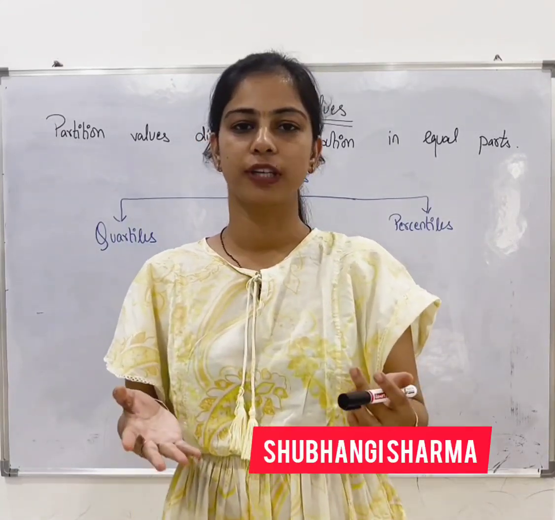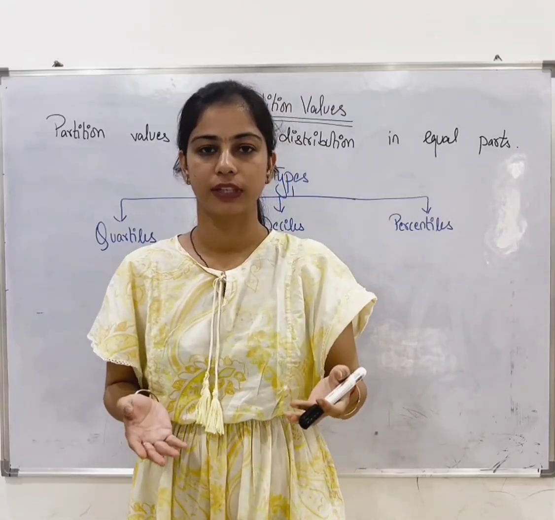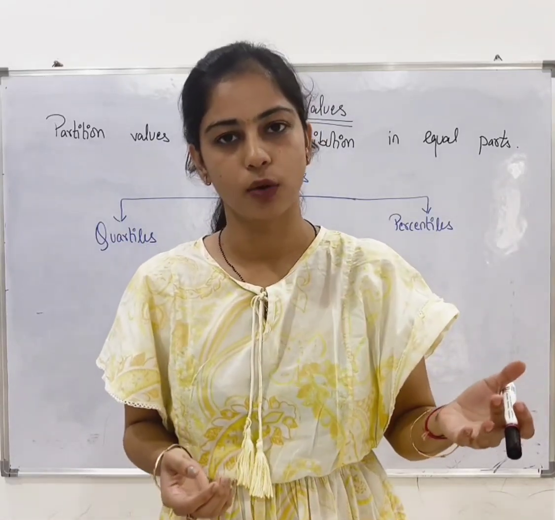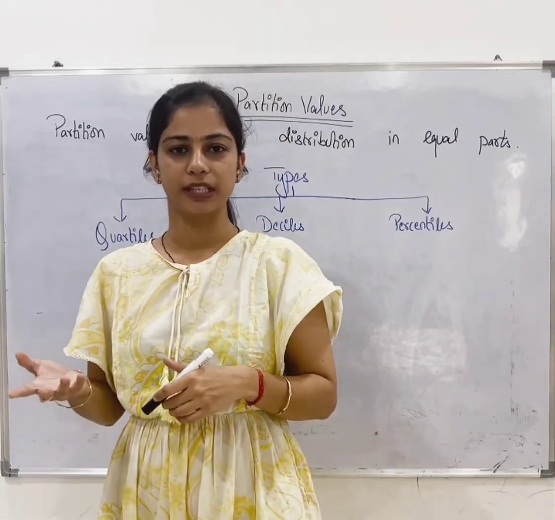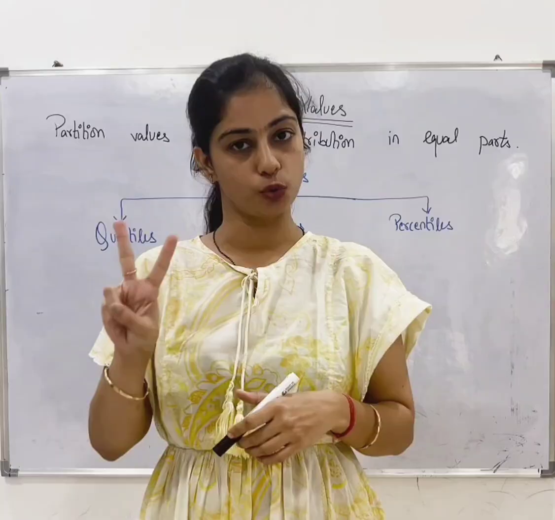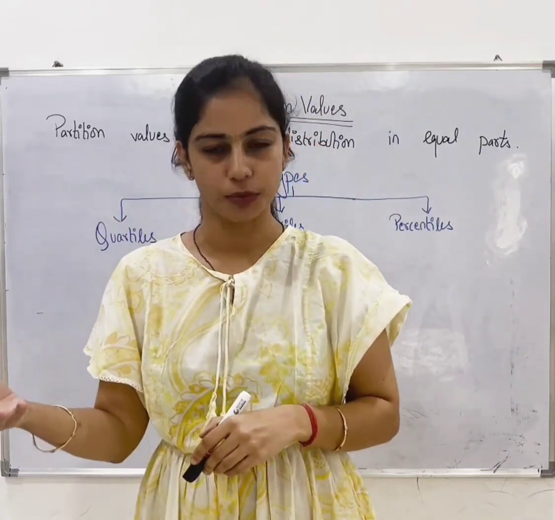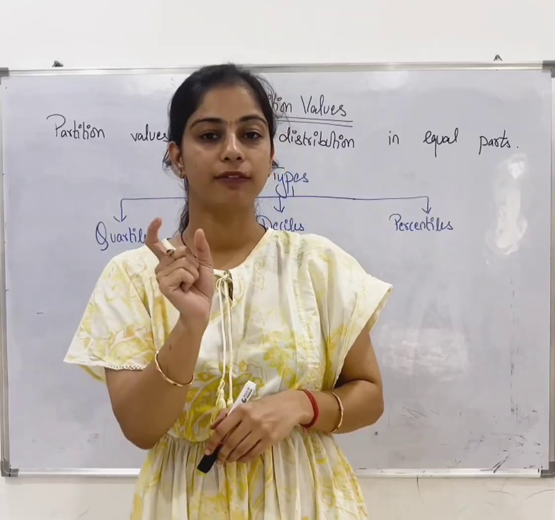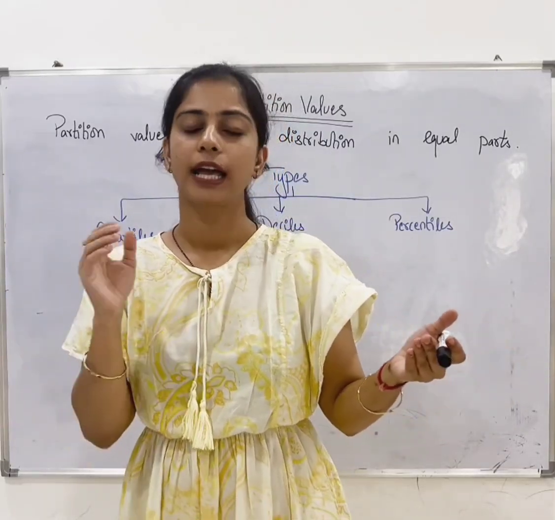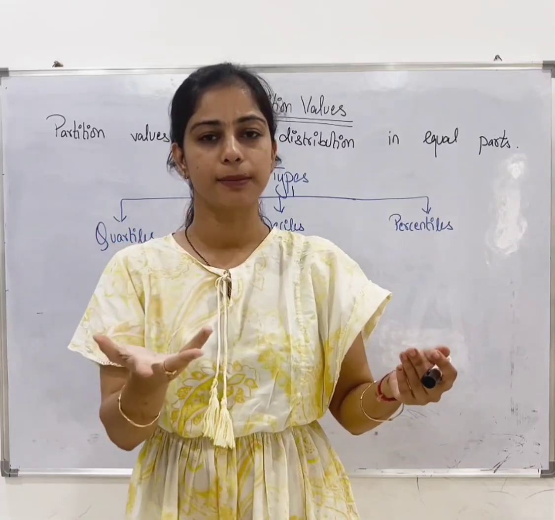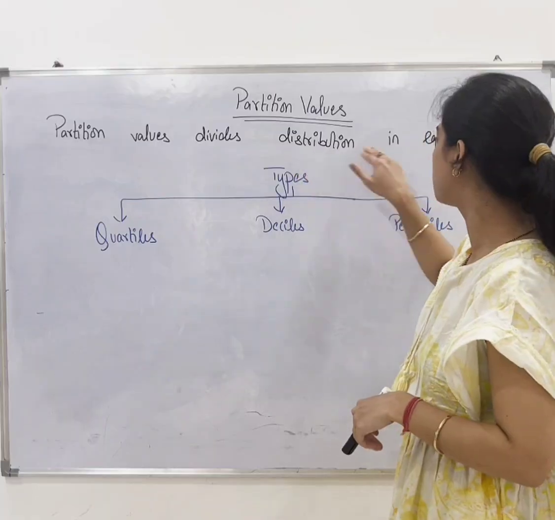So the topic for today is partition values. This is the next topic in the measures of central tendency. It is just like the median, which we have already studied in the previous videos. Median divides the data into two equal parts, right? For example, you have a set of given observations and you need to find the middle value. First, you arrange them in ascending or descending order and then find the middle value. In a similar manner, we have partition values, which divide the distribution into equal parts.